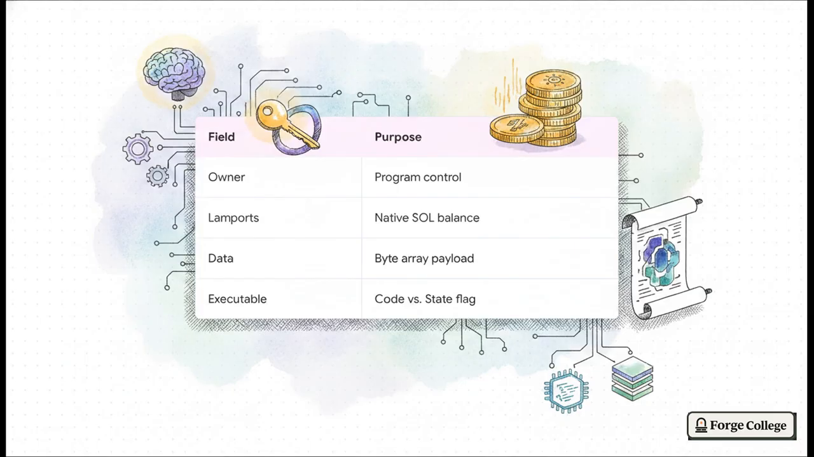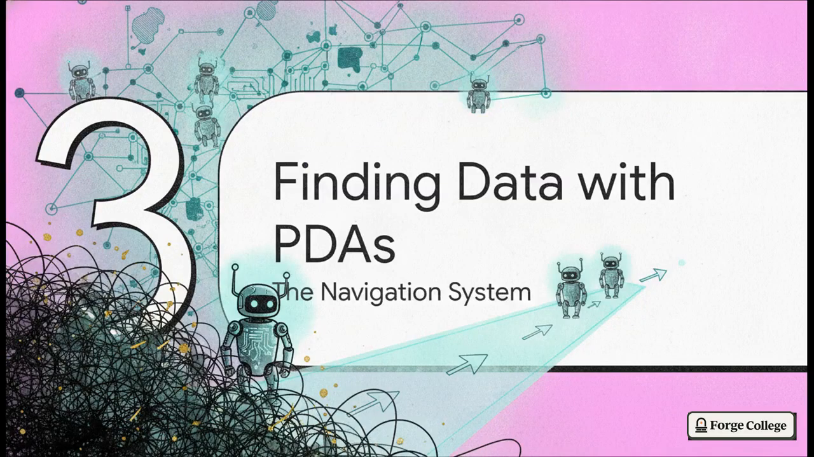Second, you've got lamports, which is the native SOL balance, proving the account is active and holds enough funds to stick around on-chain permanently. Third is the data, literally the raw byte payload your agent actually reasons about. And finally, the executable flag, which just tells your agent, hey, am I looking at executable code right now, or just state? Which brings us to section 3, finding data with PDAs.